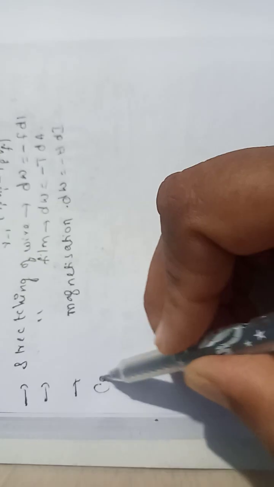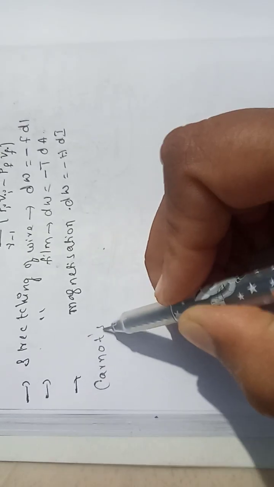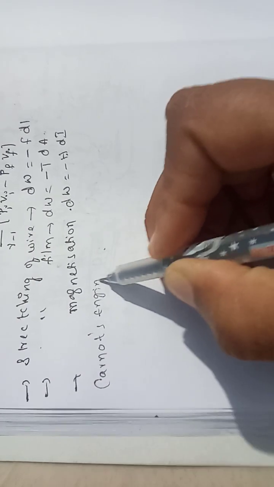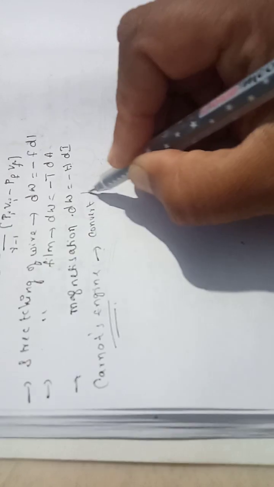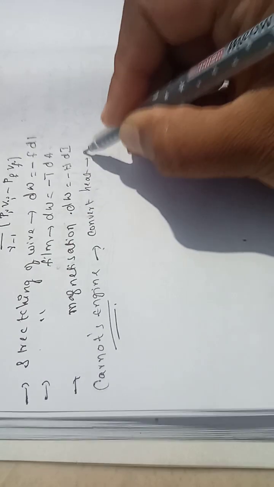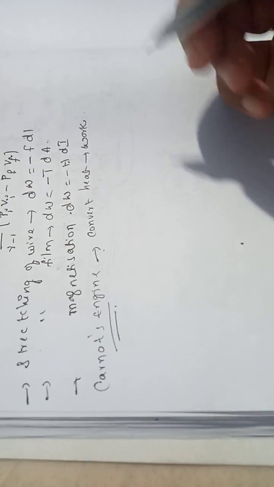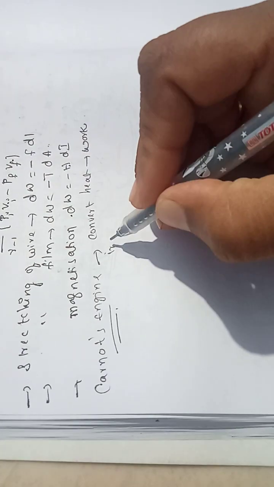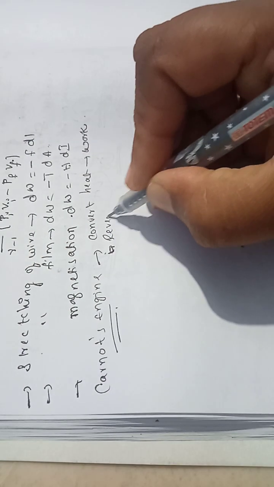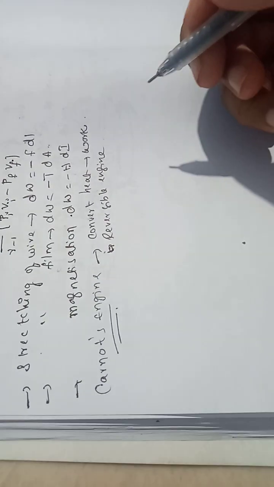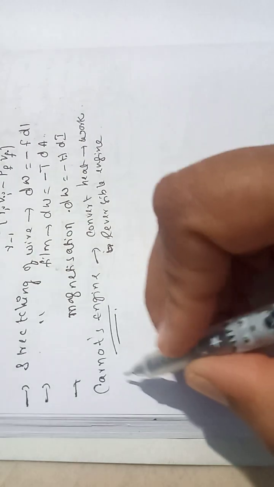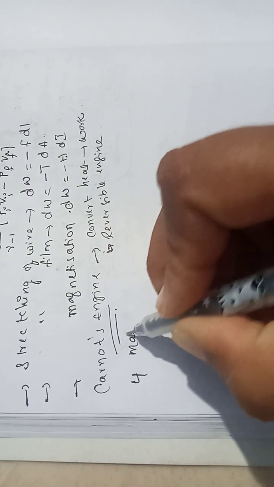Now let us see Carnot's engine. Carnot's engine is used to convert heat into work. It is a reversible engine. It has 4 main parts.